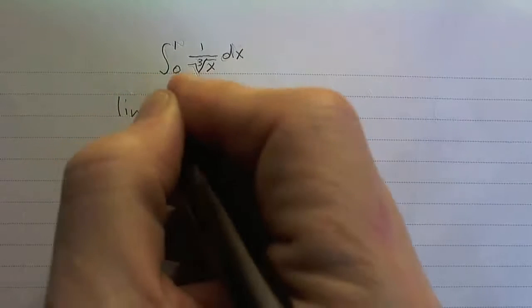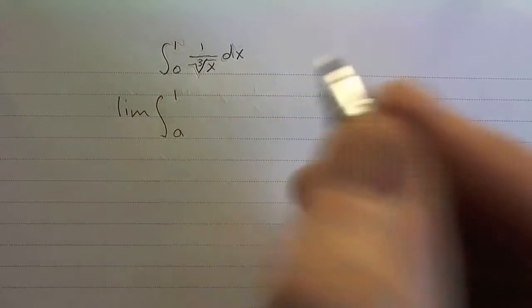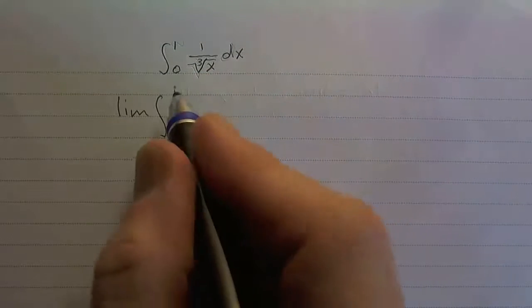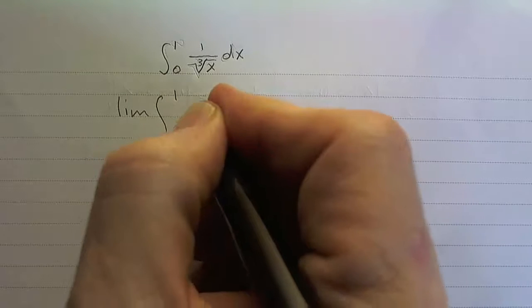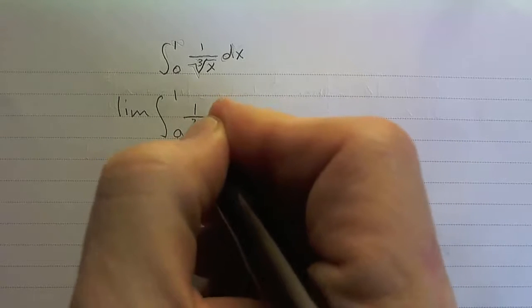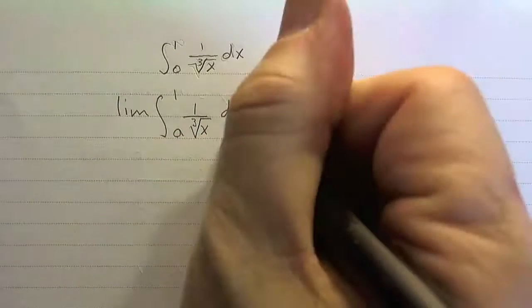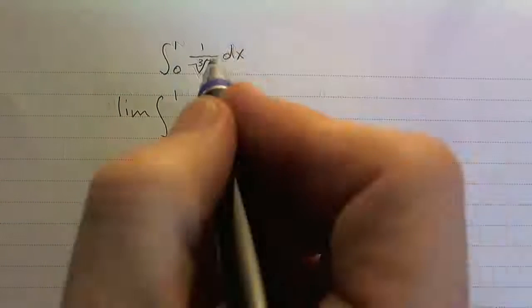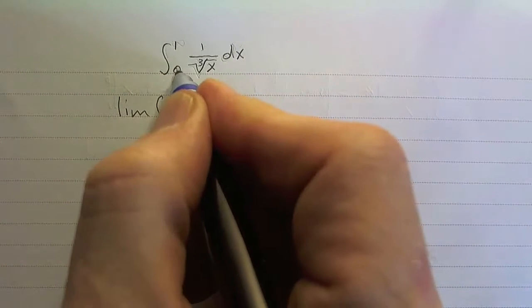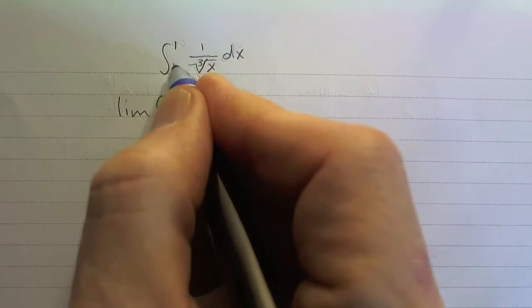So I'm going to take a limit, and I'm going to replace the 0 with an a. I just like using a here and b up here when I need to. But I'm replacing this with an a, and everything else is the same, but I've got a limit. And what I'm going to do is let a go to 0.